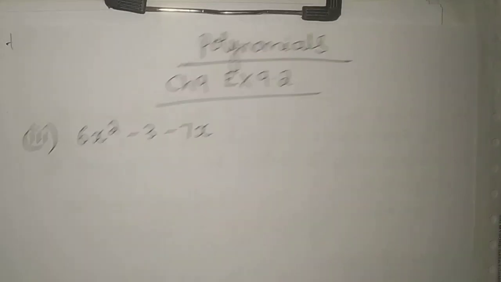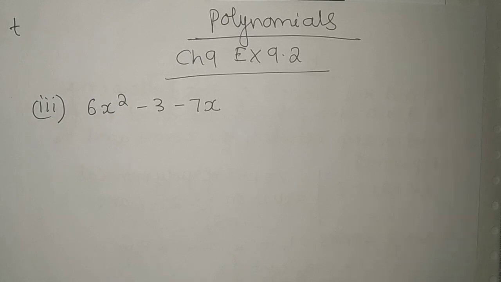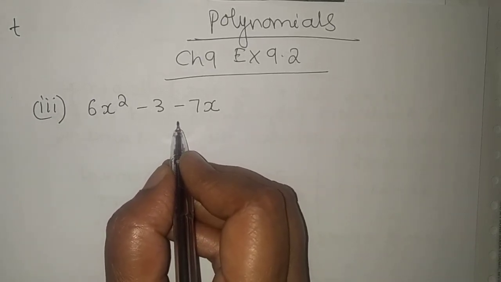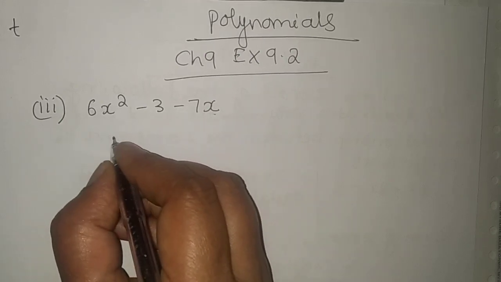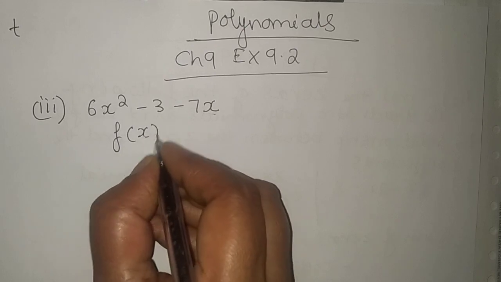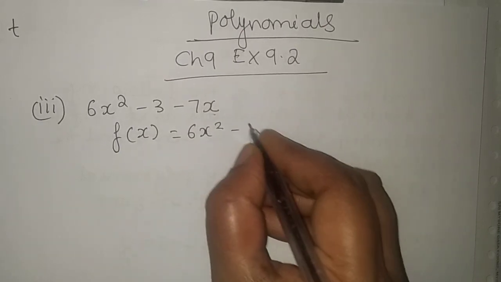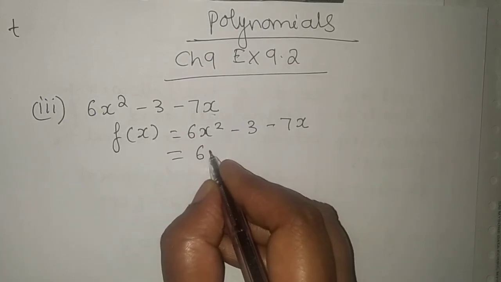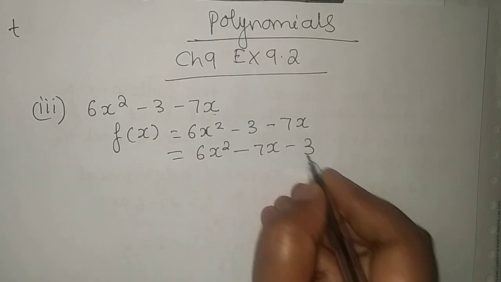So the third problem I will solve from the start. We have clarified the first and second subproblems. Now take this equation: f of x is equal to 6x square minus 3 minus 7x. Now write the equation in the general form, 6x square minus 7x minus 3.